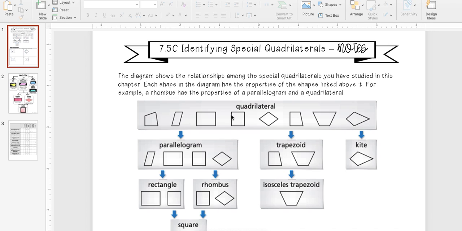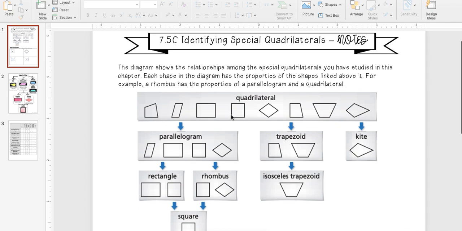Hello everyone. Today we'll be doing our last section of this unit, and it's going to be about identifying special quadrilaterals. So I have a few different resources that you can use to really figure out what kind of quadrilateral you're looking at when I give you it. So first there is this diagram.